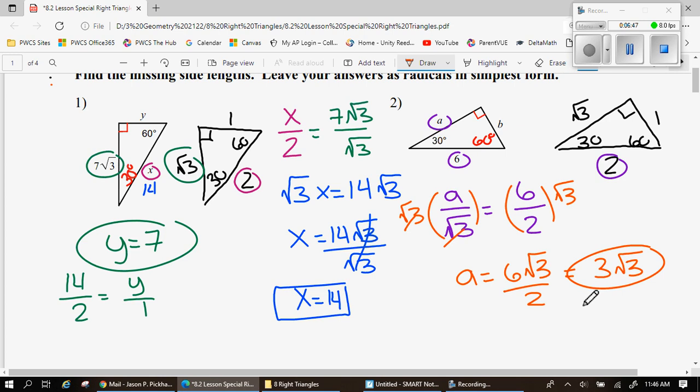If you're getting stuck with the square roots, that's okay. This takes some practice. Just make sure that you ask me for some help if you need a little help managing that. And then I could find B. I know that my hypotenuse is twice as long as this side, so if my hypotenuse is 6, then B must be half as big. That one's kind of a nice, easy one to get.